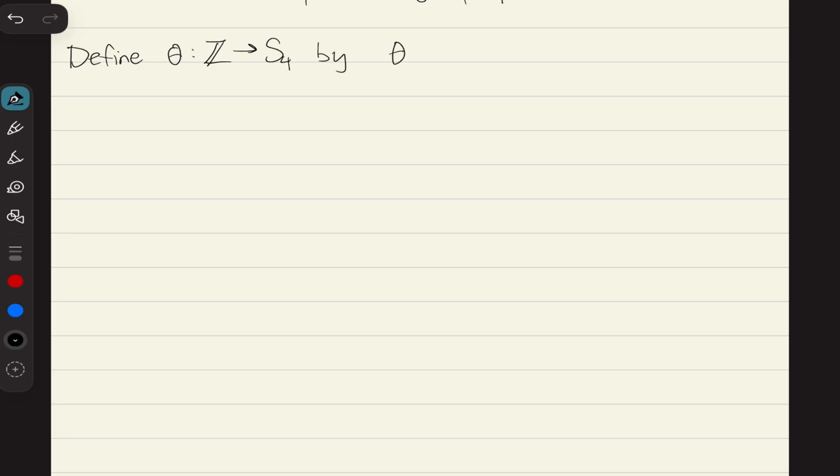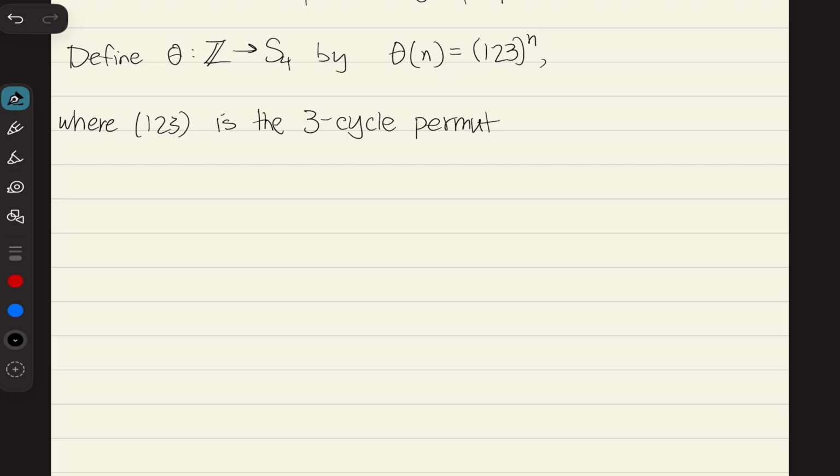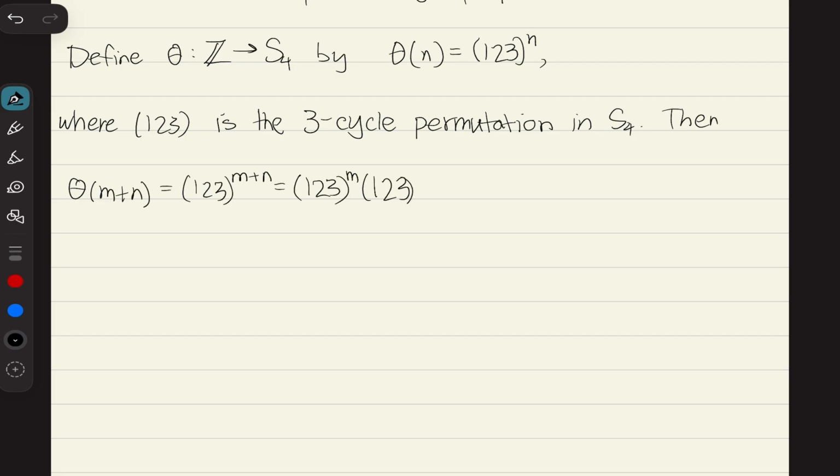Define theta from Z to S4 by theta of n equals the permutation (1 2 3) to the nth power, where (1 2 3) is this 3-cycle permutation in S4. Then theta of m plus n equals (1 2 3) to the m plus n, which equals (1 2 3) to the m times (1 2 3) to the n, which equals theta of m times theta of n.